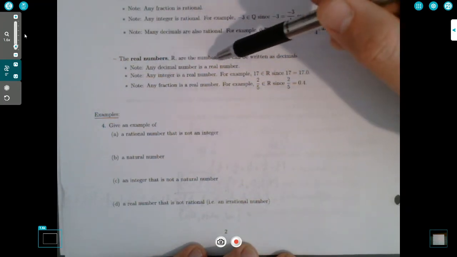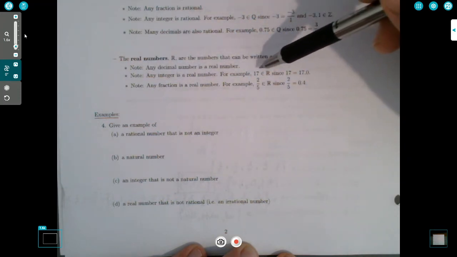The exceptions would be the complex numbers, which you may have heard of from algebra. I don't know if they're going to come into this course at all. But anyway, most of the numbers that you work with on a day-to-day basis are real numbers. Well, all of the numbers are real numbers. Okay, so any decimal number is a real number. Any integer is a real number because, for example, 17 can be rewritten as 17.0, so it has a decimal expansion, right? So 17 is real.